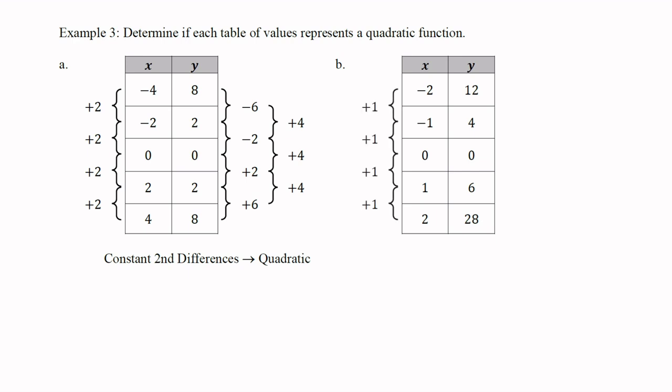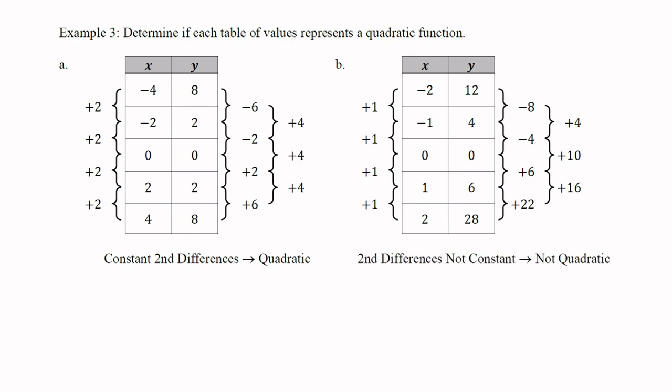For b, again, our x values have a constant change. So now let's check our first differences in our y's. We have minus 8, minus 4, plus 6, plus 22. Now let's check our second differences. We add 4, then we add 10, and right there, we can already say that it is not quadratic because we do not have a constant second difference. Just to complete it, you can see further on, you add 16, it's most certainly not a constant second difference, so therefore it is not quadratic.